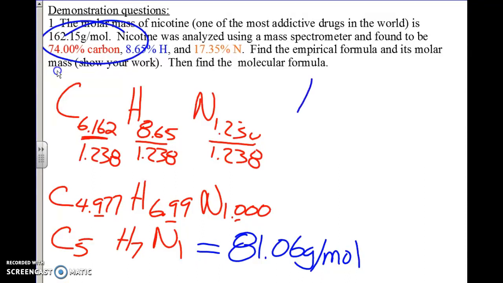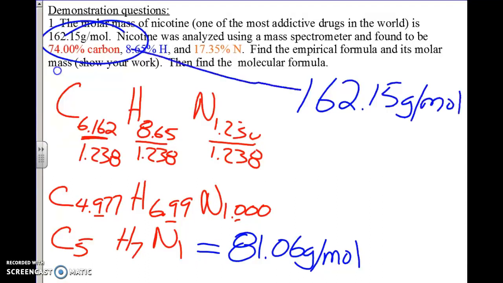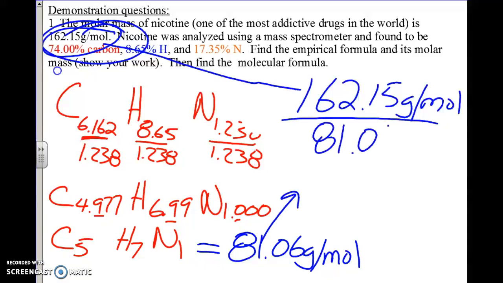So we're going to take 162.15 grams per mole. That came right from the problem, right there. And we're going to divide that by the molar mass that we have, which is right here, 81.06 grams per mole. That's the molar mass of the empirical formula. And when we do that math, we end up getting 2.000.